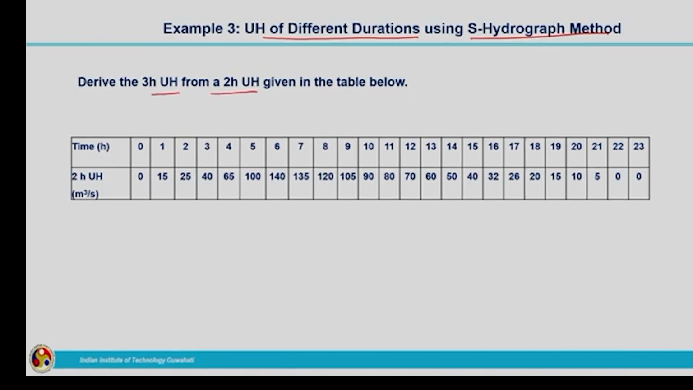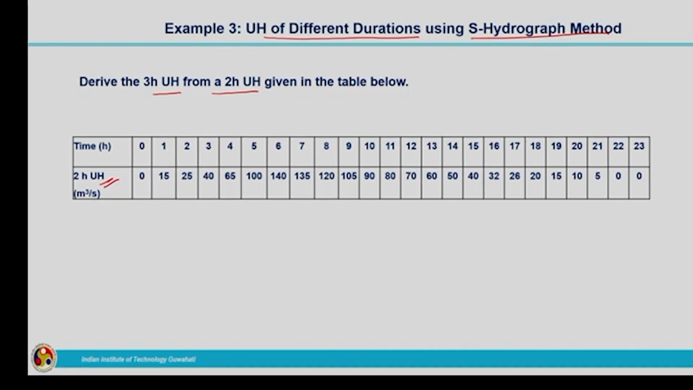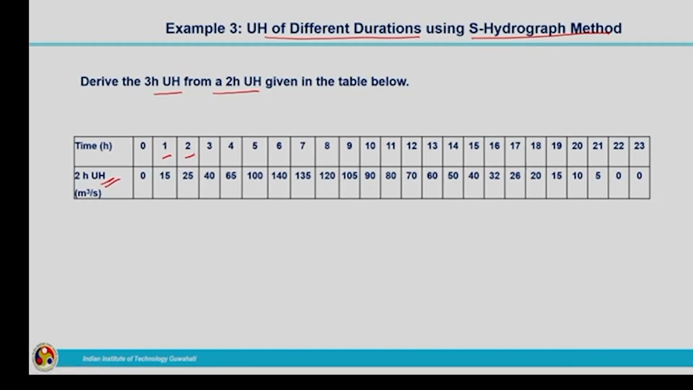in the table below. We have been given the 2-hour unit hydrograph. Ordinates of the 3-hour unit hydrograph and the corresponding time is given to you. You look at the table carefully. These are the ordinates corresponding to the 2-hour unit hydrograph, but the ordinates are given at an interval of 1 hour. So, in this case, if you are not separately making the column related to S-curve addition, you need to be very careful while making the additions.